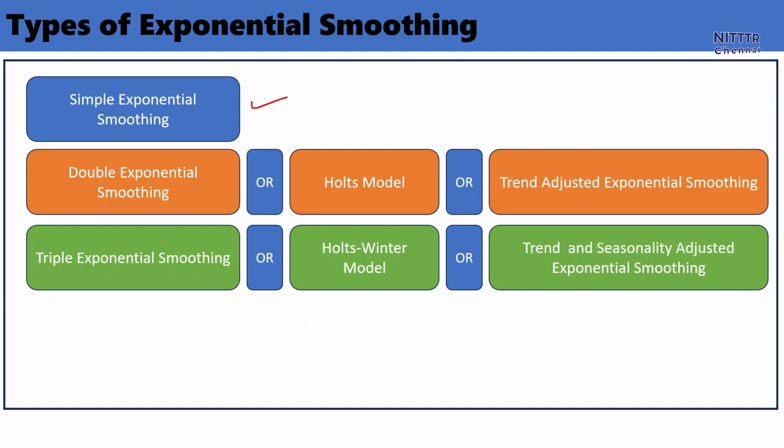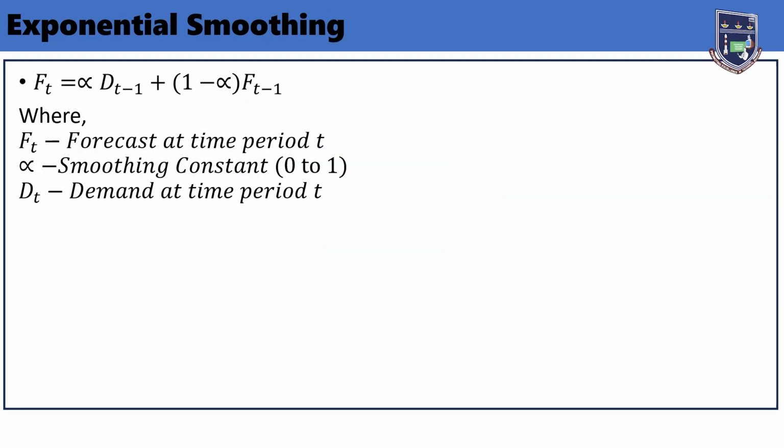The third method is triple exponential smoothing, otherwise called the Holt-Winters model, or trend and seasonality adjusted exponential smoothing. So, when the data has both trend and seasonality, then we may go for triple exponential smoothing. Now, let us see how this exponential smoothing method works.